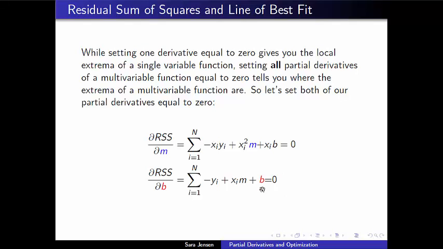Once I've done that, I can take that b value, I can plug it into this equation to eliminate the variable b, and hopefully, with what's left, I'll be able to solve for m, and then I'll have the m and b values that minimize my residual sum of squares function.